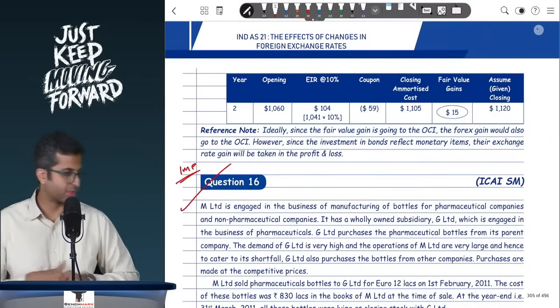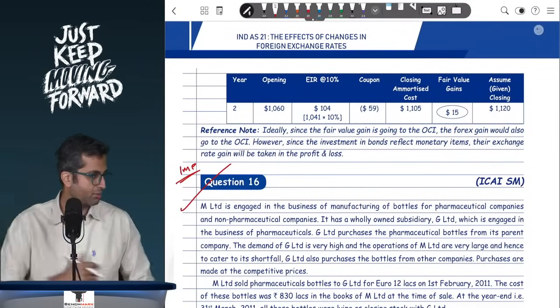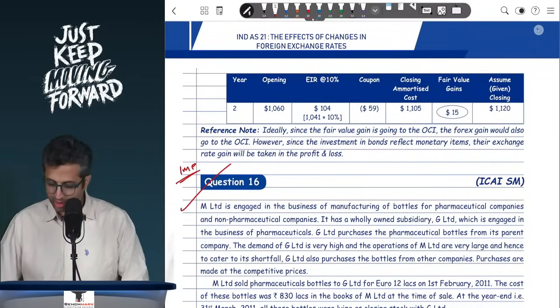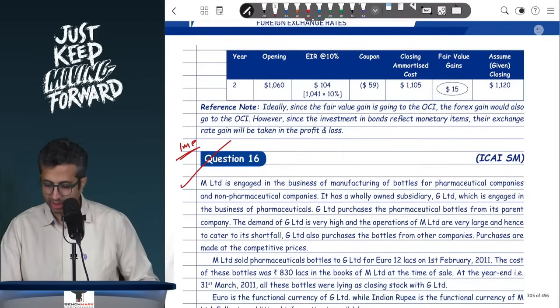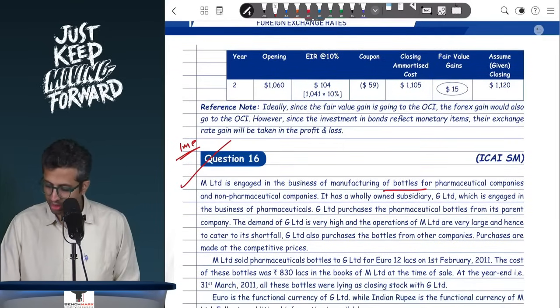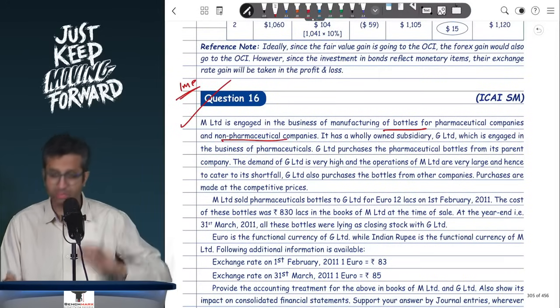Okay, so go to question number 16 over here. So let us review this question. M has engaged in the business of manufacturing bottles for pharmaceutical companies and non-pharma companies. So M is making bottles.